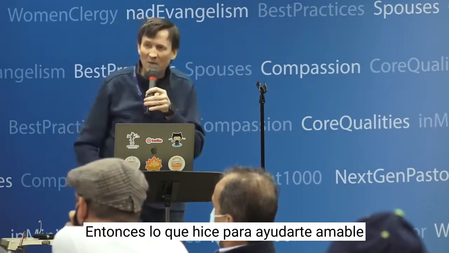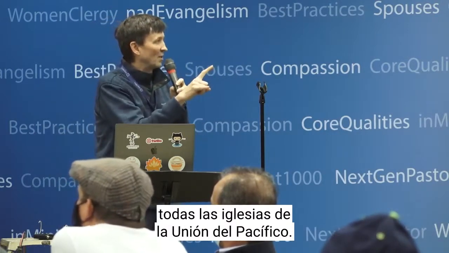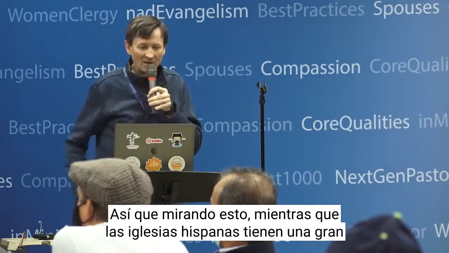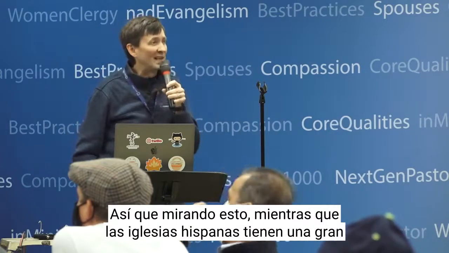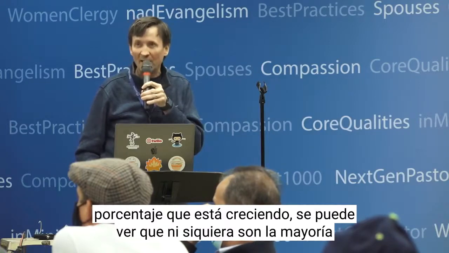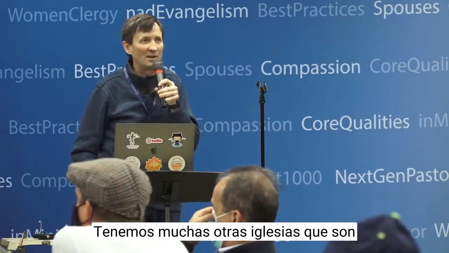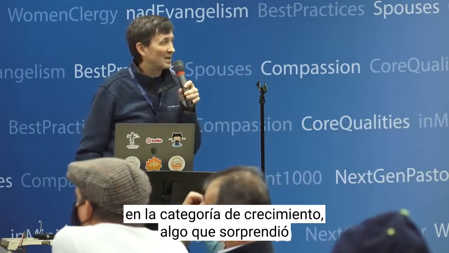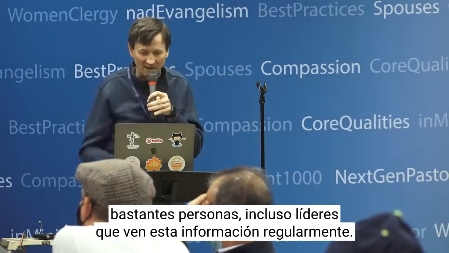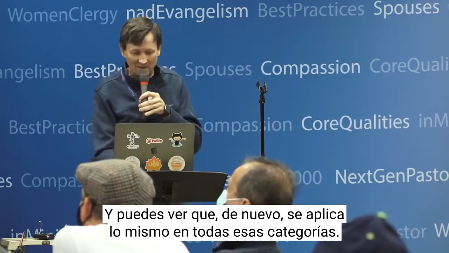Then what I did, to help you kind of visualize this, the outside ring is all of the churches in the North Pacific Union. The center pie is just the Hispanic churches. So looking at this, while the Hispanic churches have a large percentage that are growing, you can see they are not even the majority of our growing churches in the North Pacific Union. We have a lot of other churches that are in the growing category. Something that surprised quite a few people, even leaders, that see this information regularly. And you can see that, again, the same thing applies in all those categories.